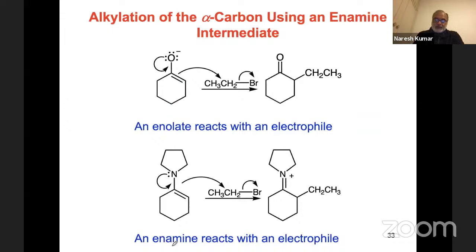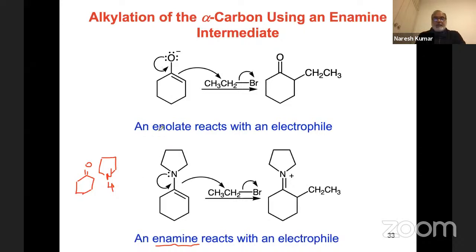You might have heard about enamines in your first year carbonyl chemistry when you were looking at the formation of imines and enamines, carbonyl compounds reacting with amines. So for example, this enamine is derived from reacting a cyclohexanone compound, a ketone, with a secondary amine, which is pyrrolidine in this case. If you do the reaction of this amine with the carbonyl compound, the product you will get is the enamine shown over here.